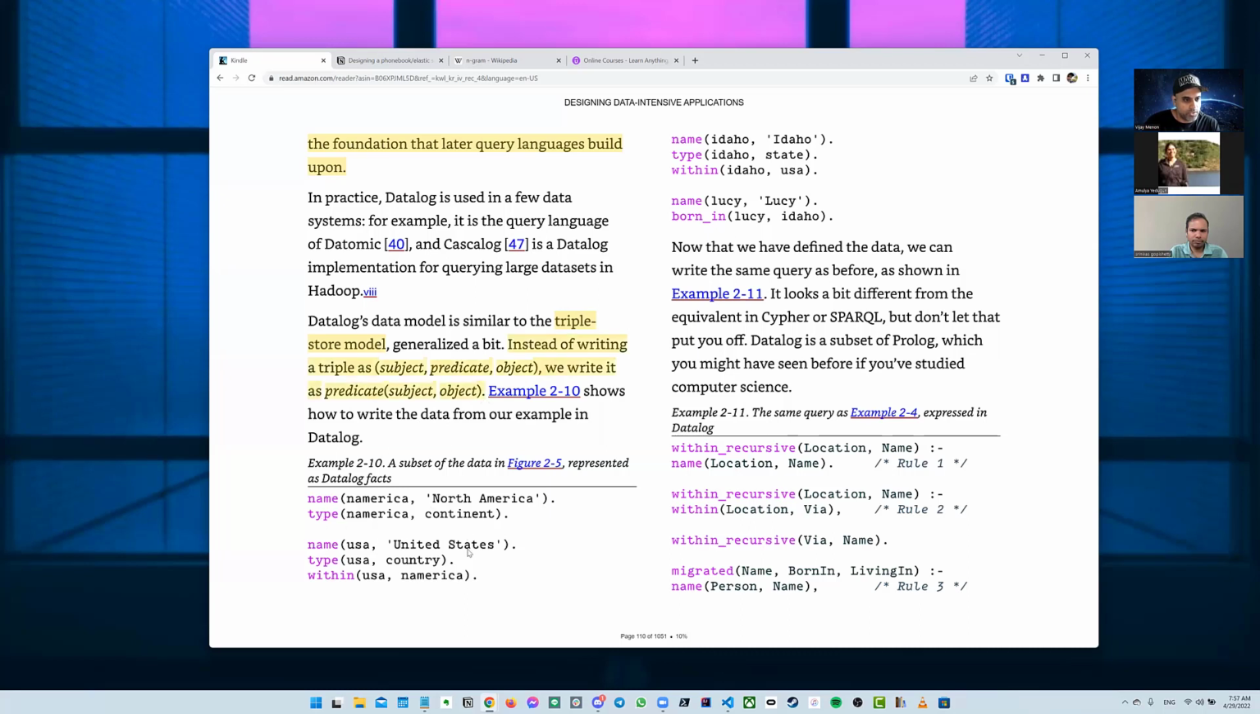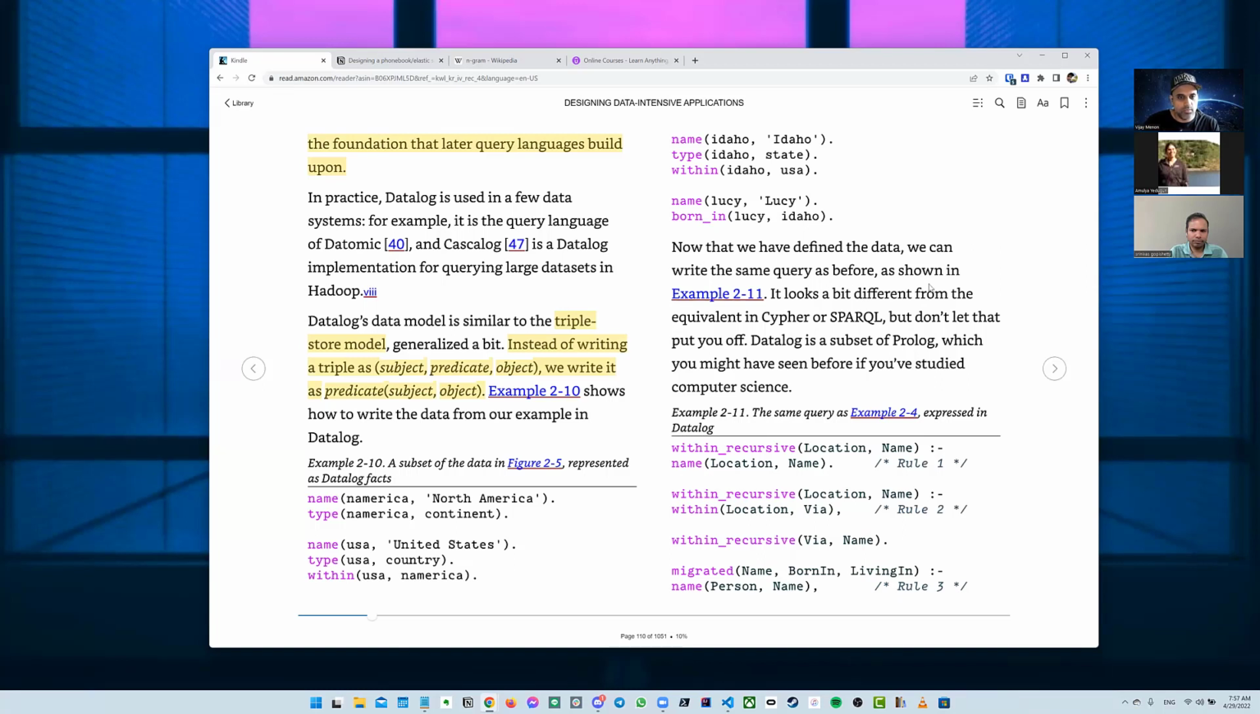So here are some example Datalog queries. You have name, and the subject would be North America, the object is North America, the string. Then type continent, and USA, the country. So here we're looking for United States within the North American continent. Here we're looking for Idaho, the state, within USA. Lucy, born in Idaho, right? So these queries read pretty nicely.